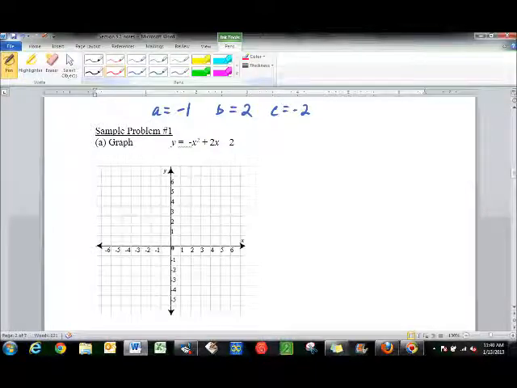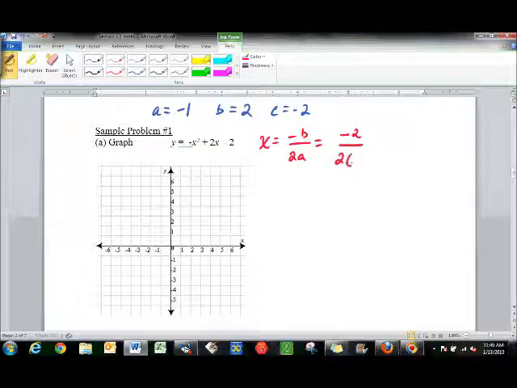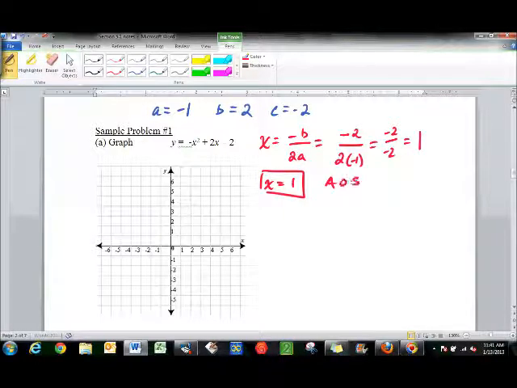So the very first thing that I'm going to do is to find the vertex and the axis of symmetry using x equals negative b over 2a. So b is 2, so I'll say negative 2 over 2 times a, which is negative 1, which is going to give me a negative 2 over negative 2, which gives me a positive 1. So x equals a positive 1. That is the axis of symmetry, and I'll use AOS as an abbreviation of the axis of symmetry.